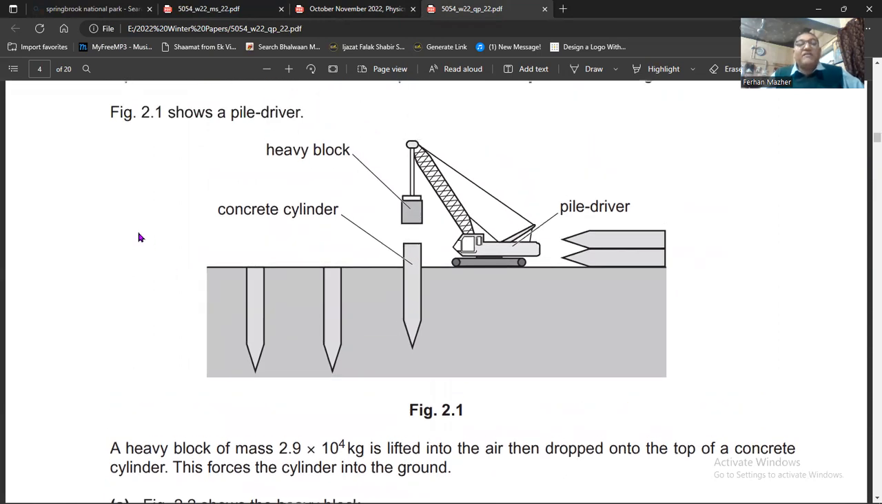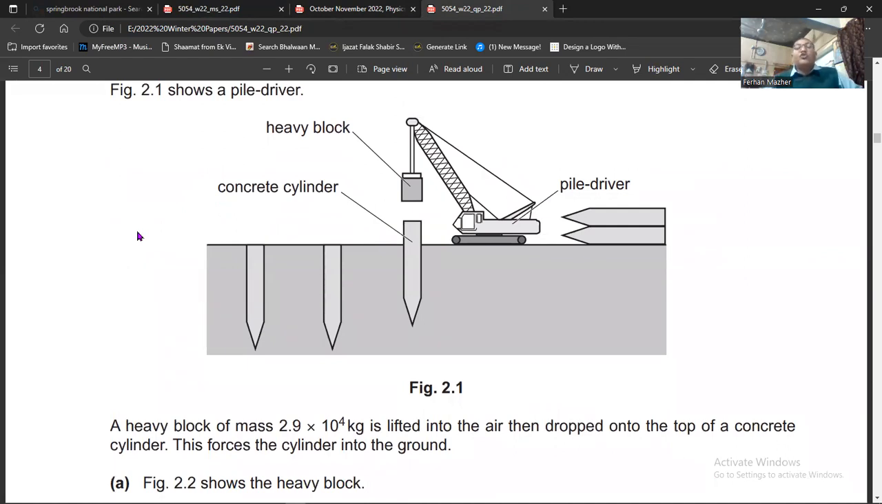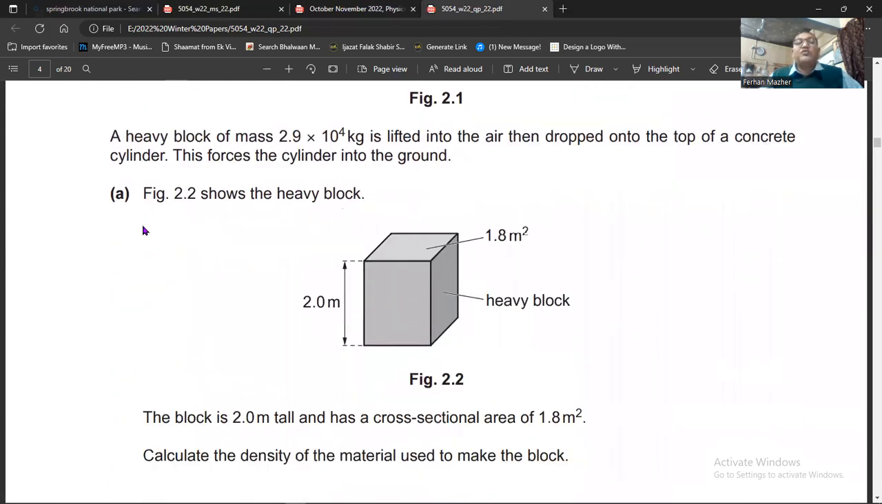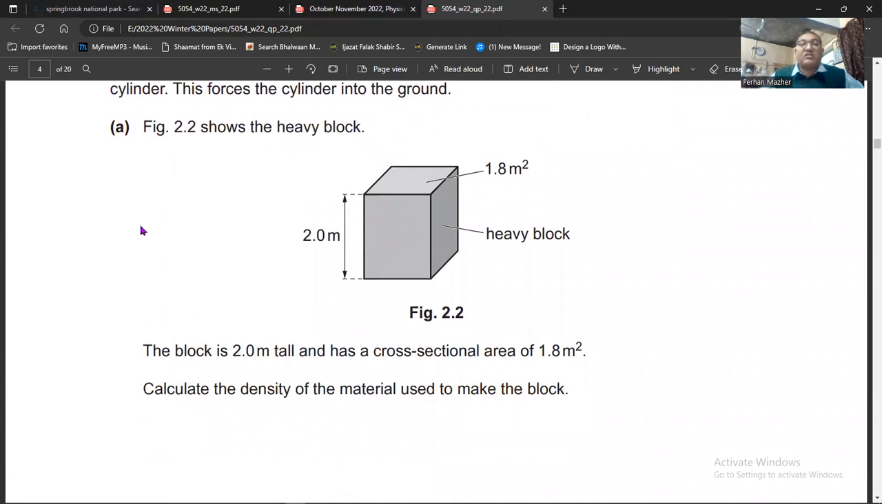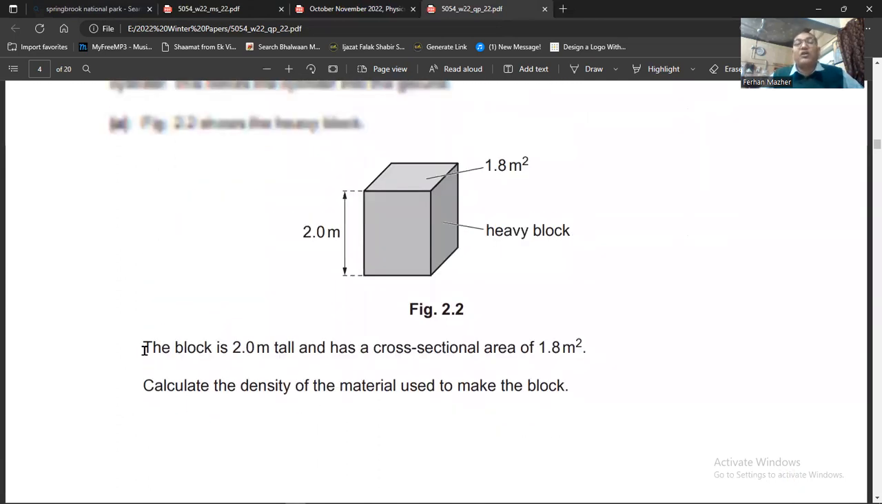Okay. A heavy block of mass 2.9 x 10^4 kg is lifted into the air, then dropped onto the top of a concrete cylinder. This forces the cylinder into the ground. Figure 2.2 shows the heavy block. The block is 2 meters tall and has a cross-sectional area of 1.8 meters squared. Calculate the density of the material used to make the block.